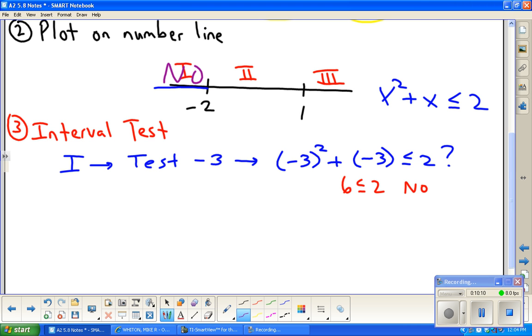Now we got to check the second interval. Any number we want to try between -2 and 1. So what's a nice number to work with in between those two? 0. 0 is a good one. Or you could use -1 or anything in between there. I'm going to use 0 because 0 is usually easy to calculate with. So if x were 0, 0 squared plus 0, is that less than or equal to 2? Yep. 0 is less than or equal to 2.